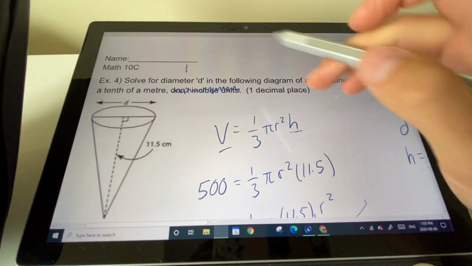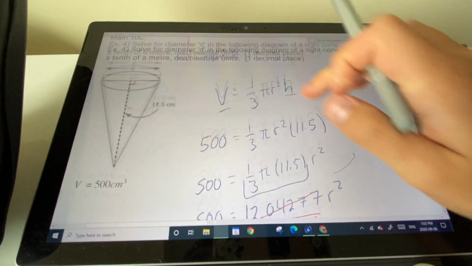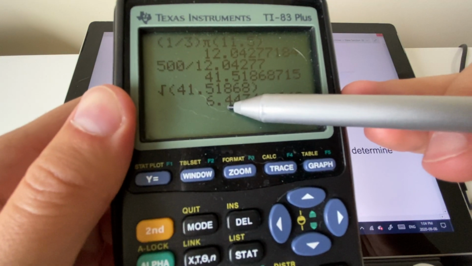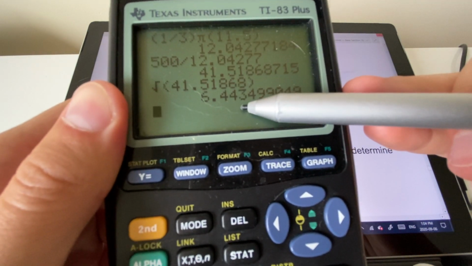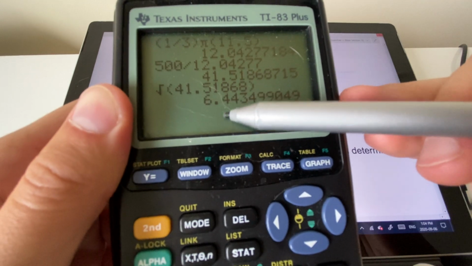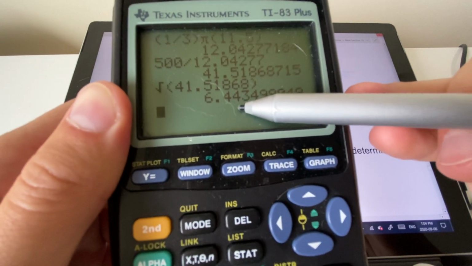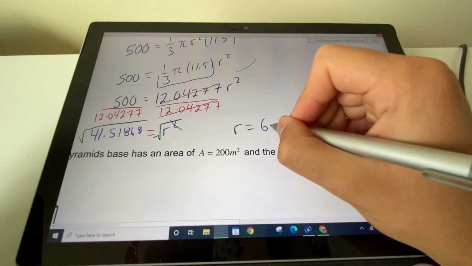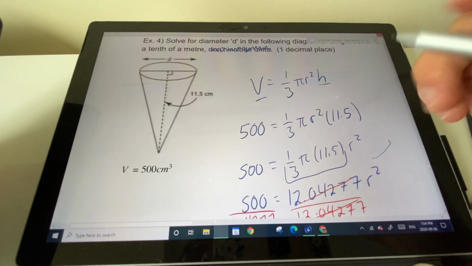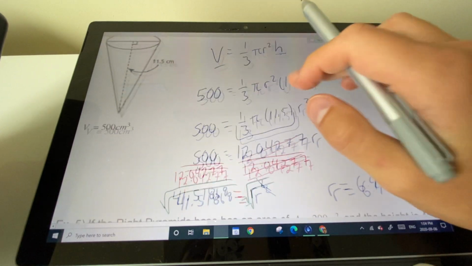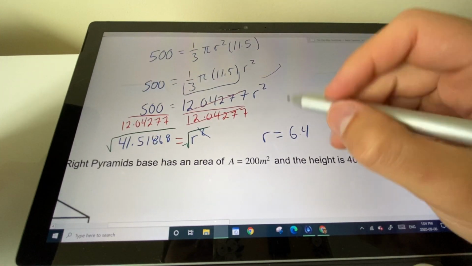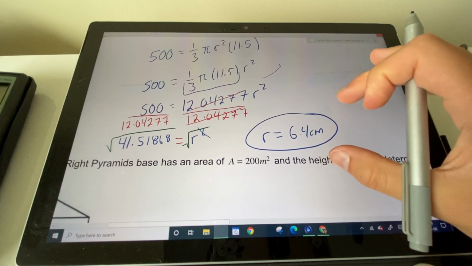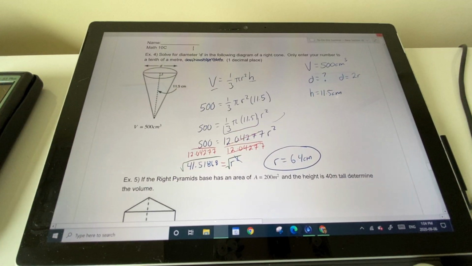What does it want us to round to? 1/10 of a meter. Okay, 1/10 again. This is the 10th spot. This is the 100th, 1000th, so on and so forth. So the 10th, we're going to leave it as 4 because this number is smaller than 5. So 6.4. And remember, what were the units here? We're dealing with centimeters. This is just a side length, so it's just simply centimeter. And there is your radius of your cone.